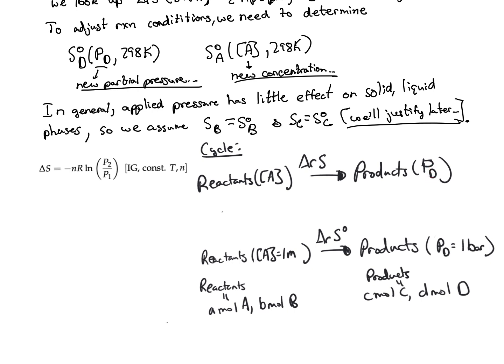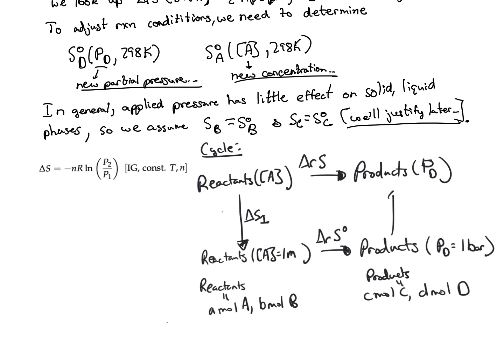We can think about that as the sum of a couple of different steps. First, we can take reactants and go from the concentration of A back to 1 molar. Maybe I'll call that delta S. Then the middle step, we go from A at 1 molar to products at 1 bar. That's delta R S naught, just based on the definition of the standard state.